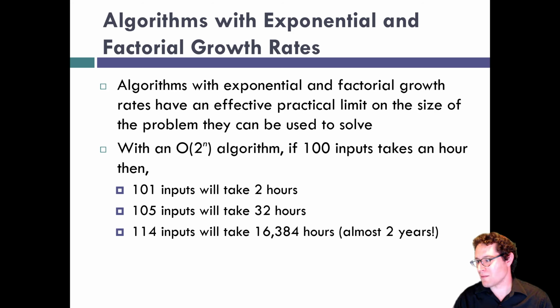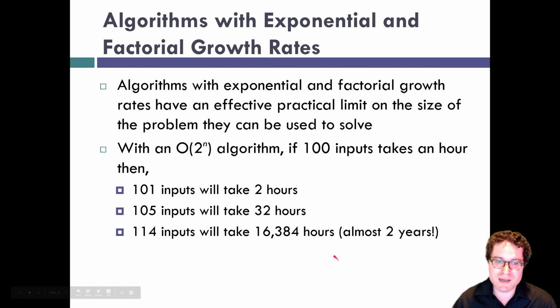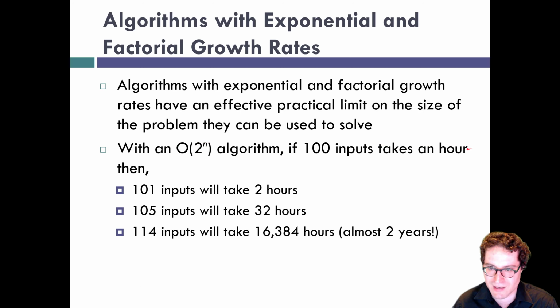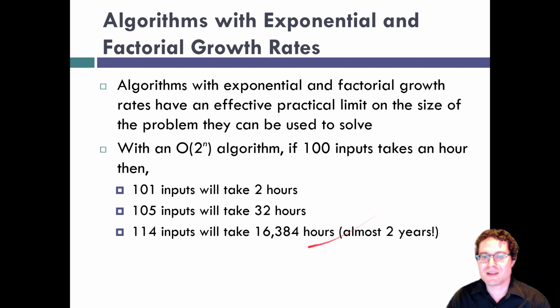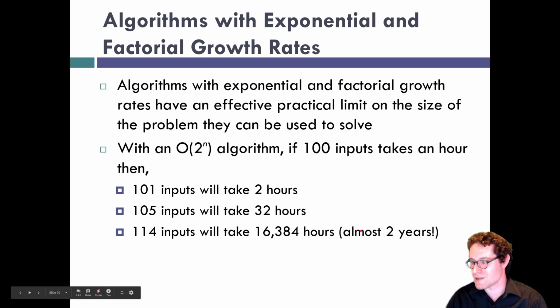So they don't really solve anything, an exponential algorithm or factorial takes a while. This runtime over here means that any additional input we give doubles the amount of time. 100 inputs, that takes an hour. Then 101 inputs takes 2 hours. 105 inputs, that will take 32 hours. So 2 times 2 times 2 times 2 times 2, 5. Okay. 114 inputs. This goes from an hour to 16,000 hours, which is almost 2 years, right?